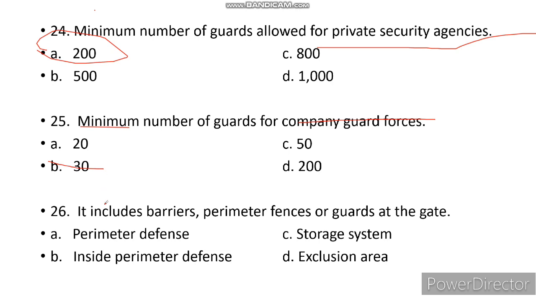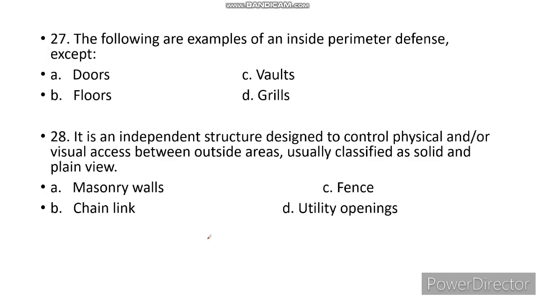Twenty-six. It includes barrier, perimeter fences, or guards at gate. What do we call that system or defenses? That's perimeter defenses. 27. All are examples of an inside perimeter defense, except. So, we're talking exception. So, alin ang hindi kasama dito? Alin ang hindi inside perimeter fences?